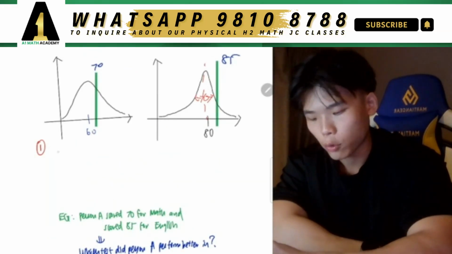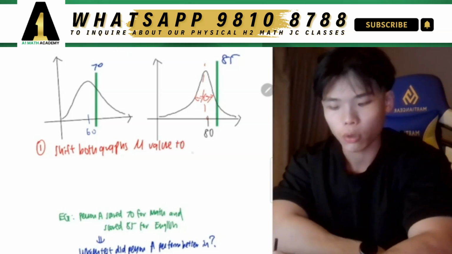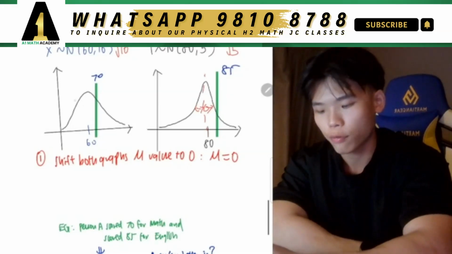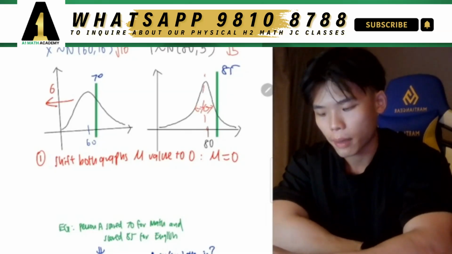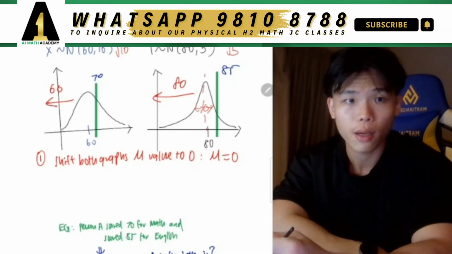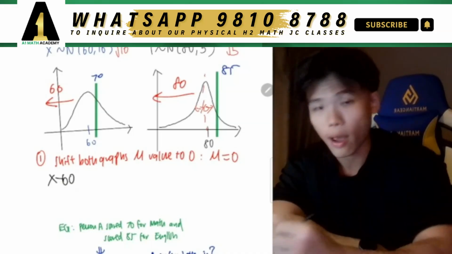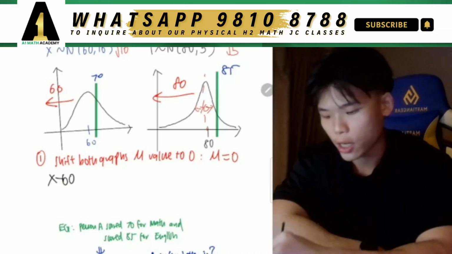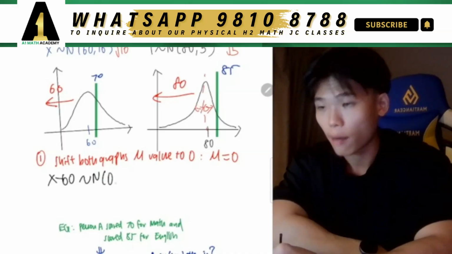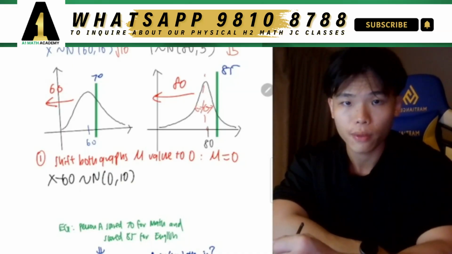The first step is that I'm going to shift both graphs' mean value to 0, which means I will make the mean value to be 0. And how I do this is that I shift this graph to the left by 60, and I shift this graph to the left by 80 first. So essentially what I'm doing is x minus 60. So every single x value, right, I shift it to the left by 60. So now my mean value hovers above 0, and the variance is still 10 in this case, okay?